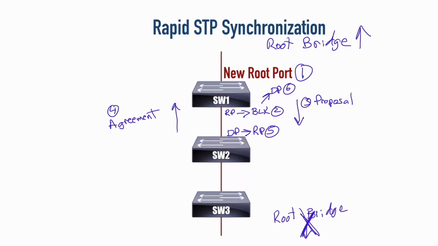Now, I'll not go through all those steps again, but you can see the same kind of thing is going to happen between switch SW2 and SW3. We'll go blocking on this bottom port. We'll send the proposal. We'll get the agreement. And it'll daisy chain like that throughout the rest of the tree. And that's a review of how Rapid Spanning Tree Protocol works.